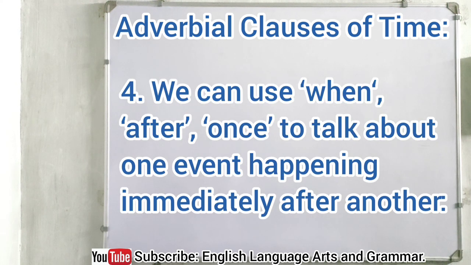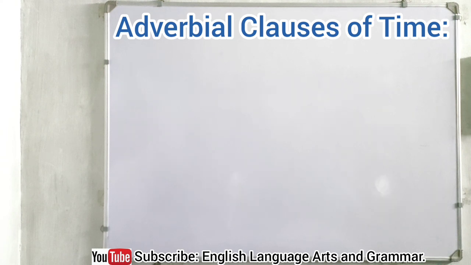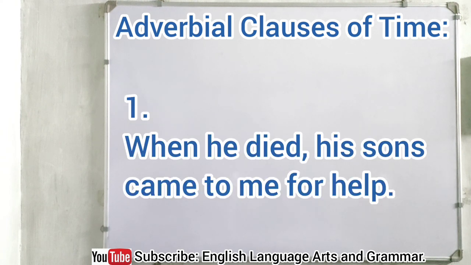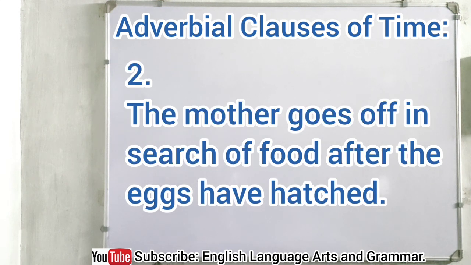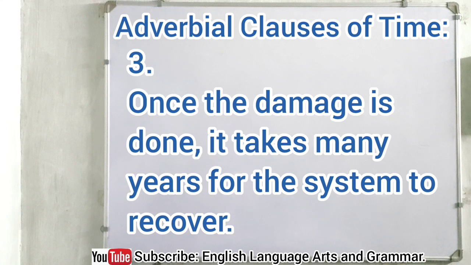We can use when, after, once to talk about one event happening immediately after another. Some examples. Example 1. When he died, his sons came to me for help. Example 2. The mother goes off in search of food after the eggs have hatched. Example 3. Once the damage is done, it takes many years for the system to recover.